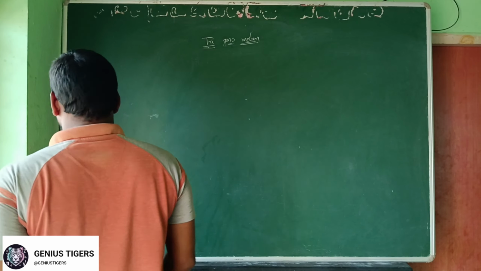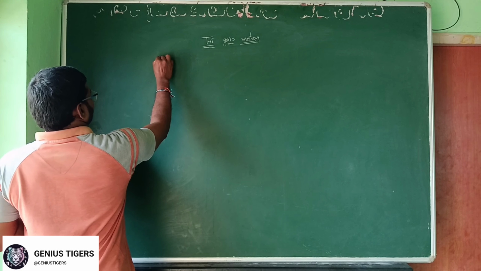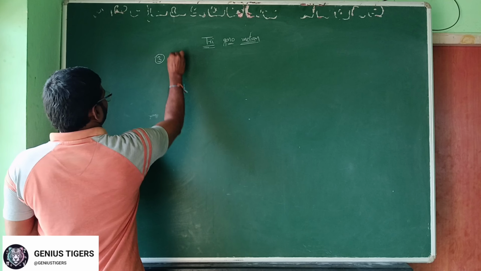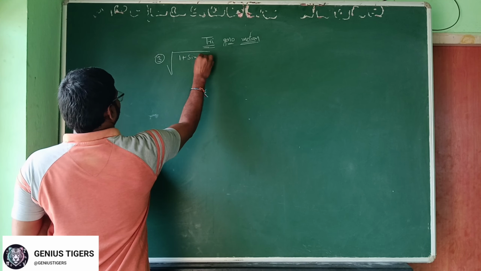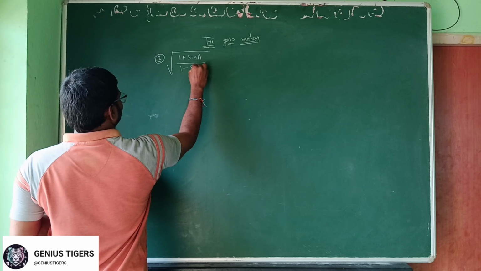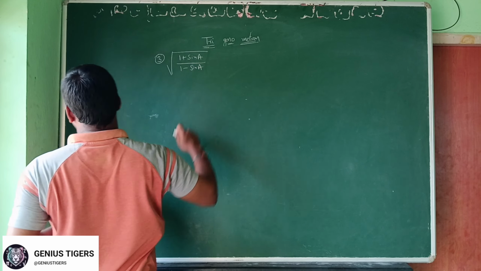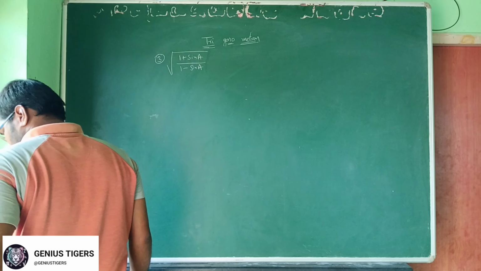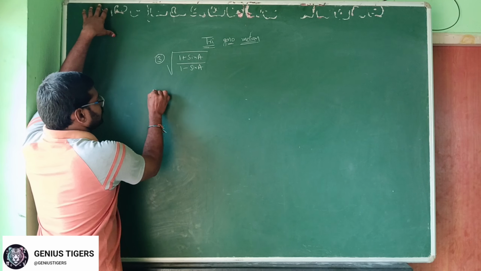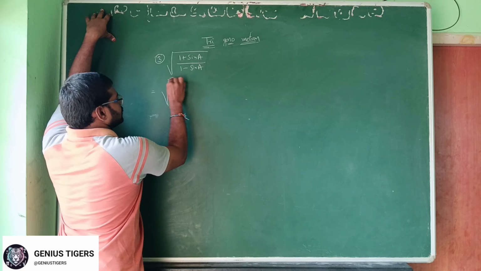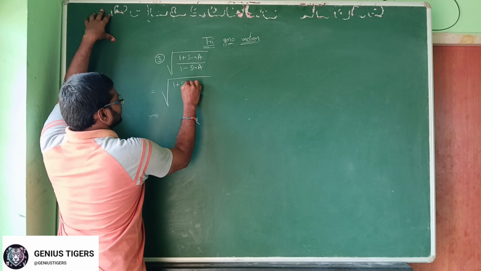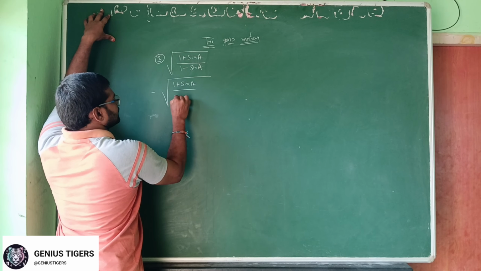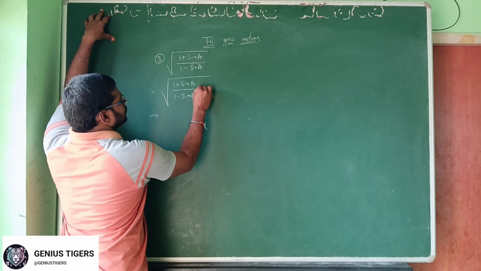Next question. Next, one more important question. Root of (1 plus sin A) by (1 minus sin A). This is the sum. We have to show it equals secant A plus tan A. Now you should use rationalizing. You learned rationalizing in 9th class, first chapter. We are using the rationalizing topic. Same we have to use here.